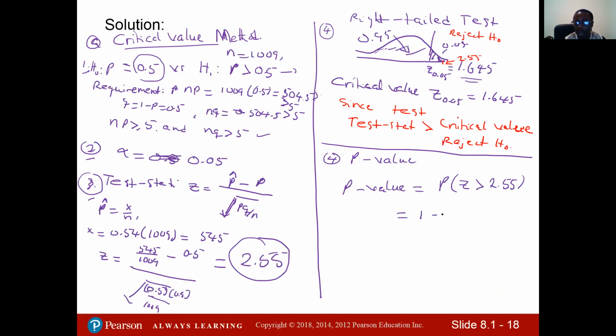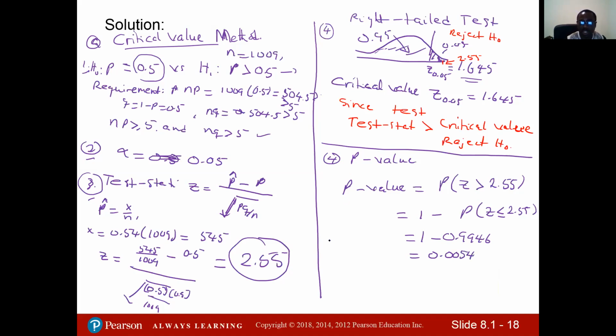We know that this is going to be 1 minus the probability that Z is less than or equal to 2.55. When I read this from my table, I need 2.55, so 2.5 under 5 is 0.9946. So my p-value is 0.0054.